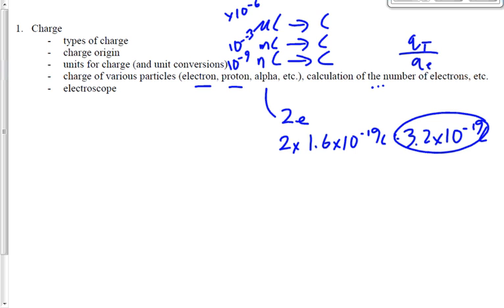And then finally, in our first little thing here, we talked about the electroscope. An electroscope measures the presence or absence of charge. It doesn't tell me whether we have negative charge or positive charge. It doesn't tell me how much charge we have. It just tells me whether I have charge or not. And if we see the electroscope leaves spreading apart, then we know that we have charge there.